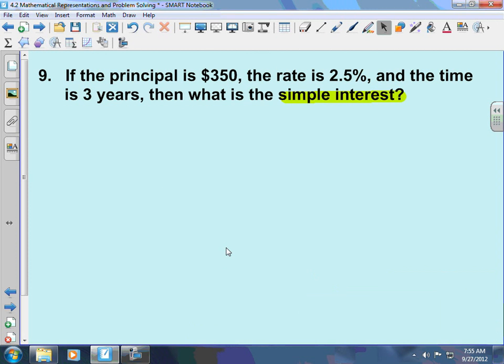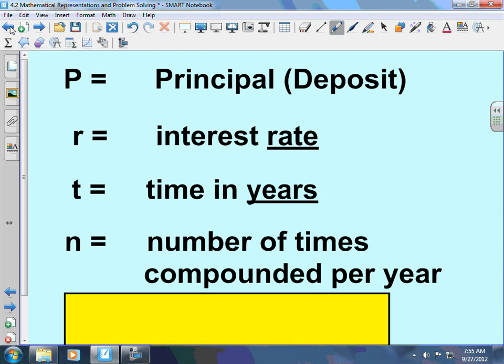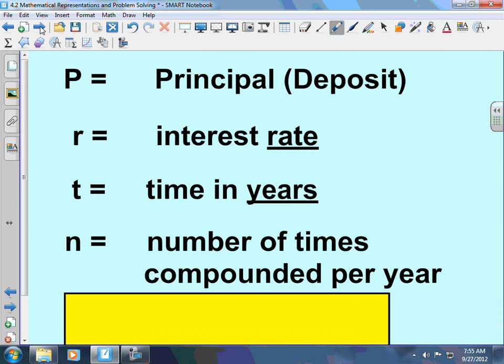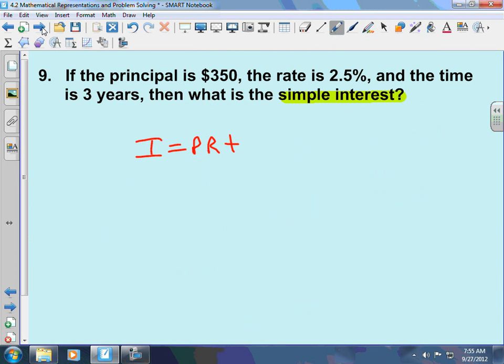So here, I equals PRT. What does I stand for? Let's go back and look. Oh, we don't have the I here. I is going to be your interest that is in your account after the time. So I is going to be your answer. We know P is your principal.